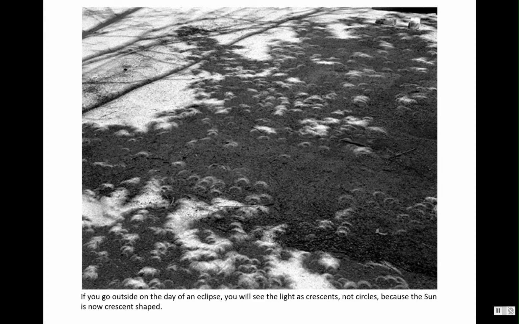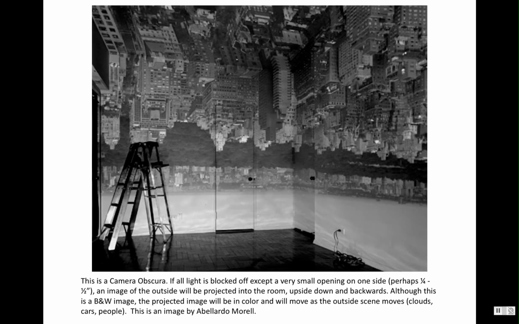Well, if you take this principle of the way that light gets projected through a small opening, you can create a camera by taking a room, blocking all light that comes into the room except a small little opening about maybe the size of a dime or a nickel. And here what you see is a camera obscura room. This is a room in which the outside world is projected in through a small little opening.